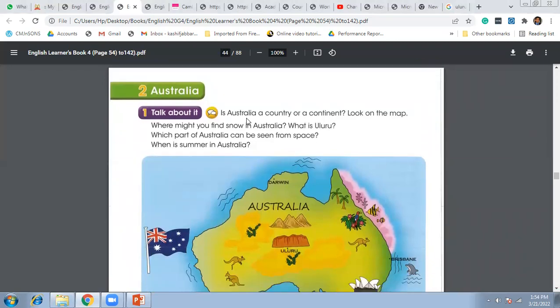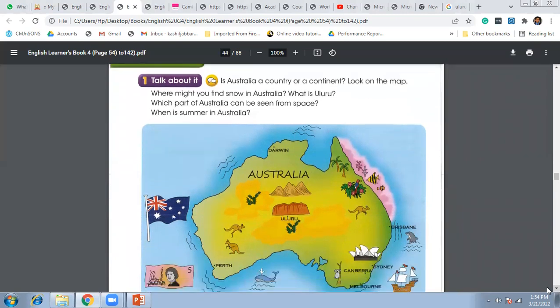Like you can see, is Australia a country or a continent? Where might you find snow in Australia? What is Uluru? And which part of Australia can be seen from the space? And when is the summer in Australia, right?